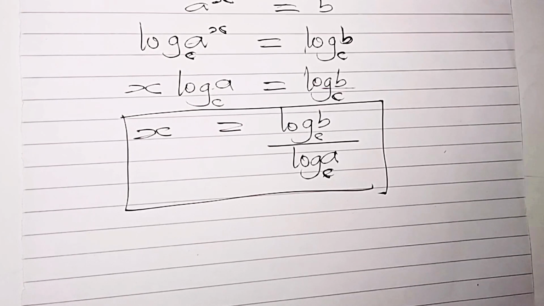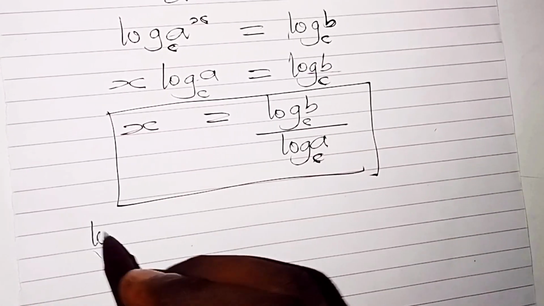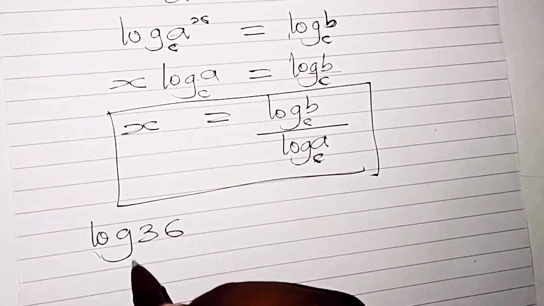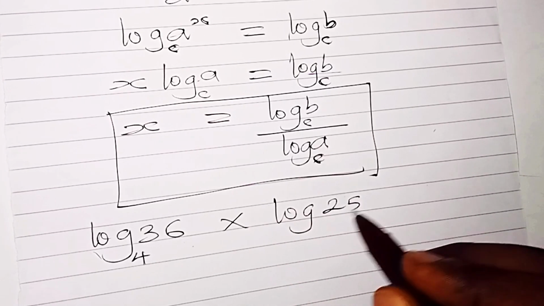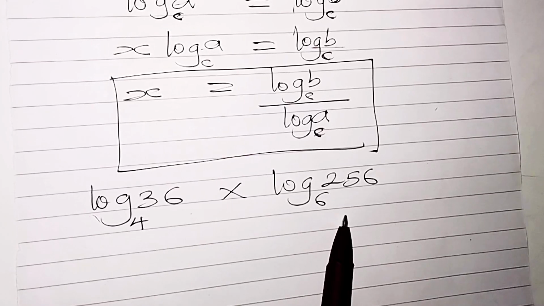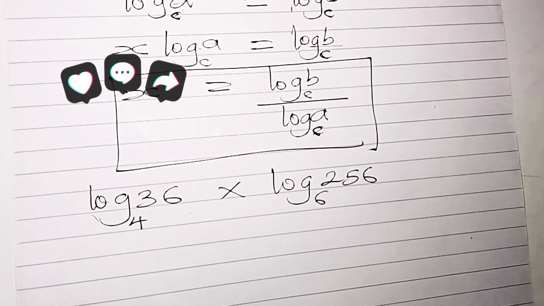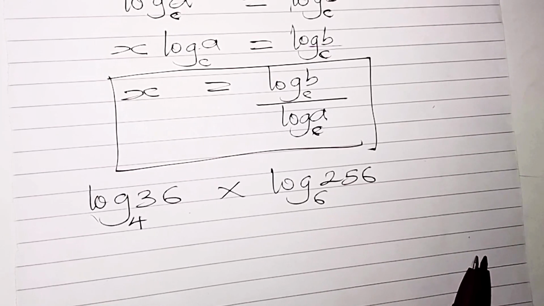Here we have a question. The question asks us to evaluate without using tables or calculator: log 36 base 4 multiplied by log 256 base 6. So we have different bases, so we cannot just go ahead and multiply the numbers. We need to change the base so that the two terms we have there can have a common base.